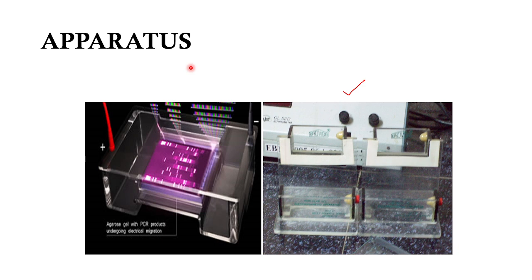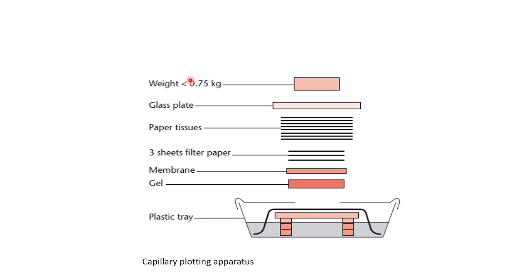Okay, so this is the apparatus behind the southern blotting technique. You see you have a weight of less than 0.75 kg, then you have the glass plate followed by paper tissues, three sheets of filter paper, the membrane, the gel, and then you have the plastic tray for the capillary blotting apparatus.